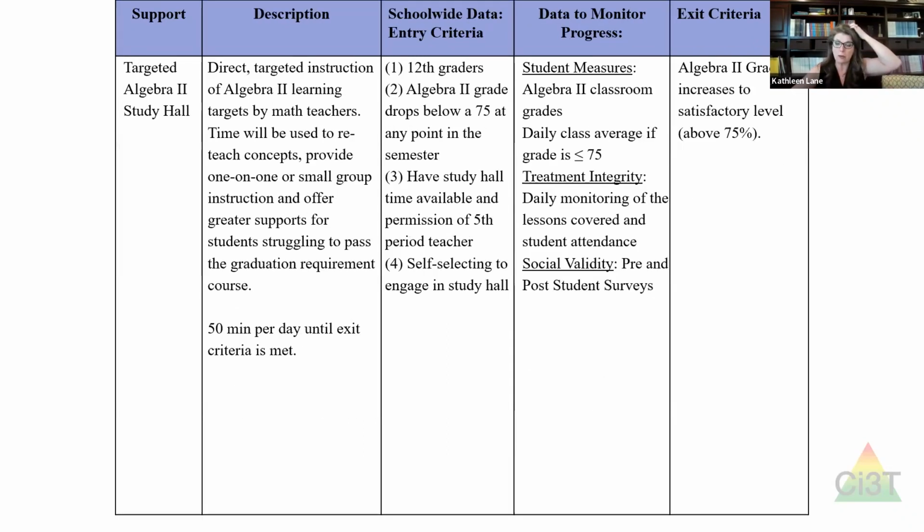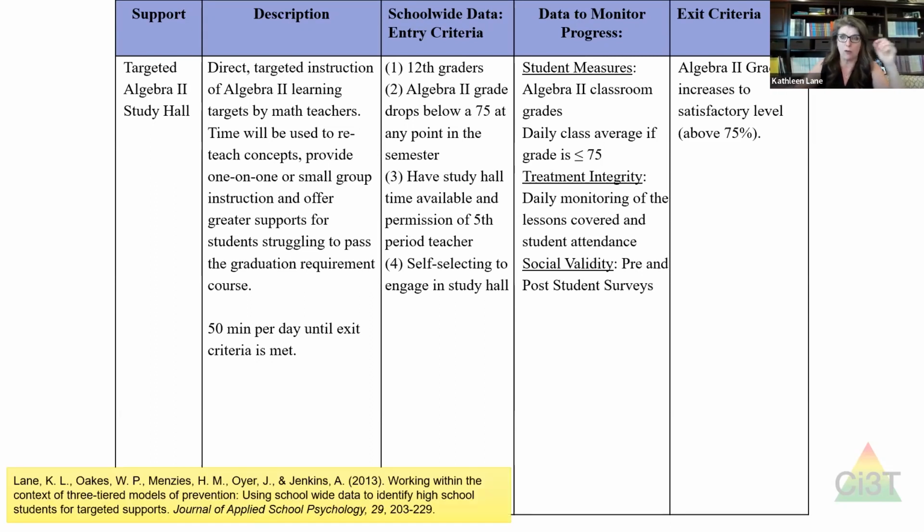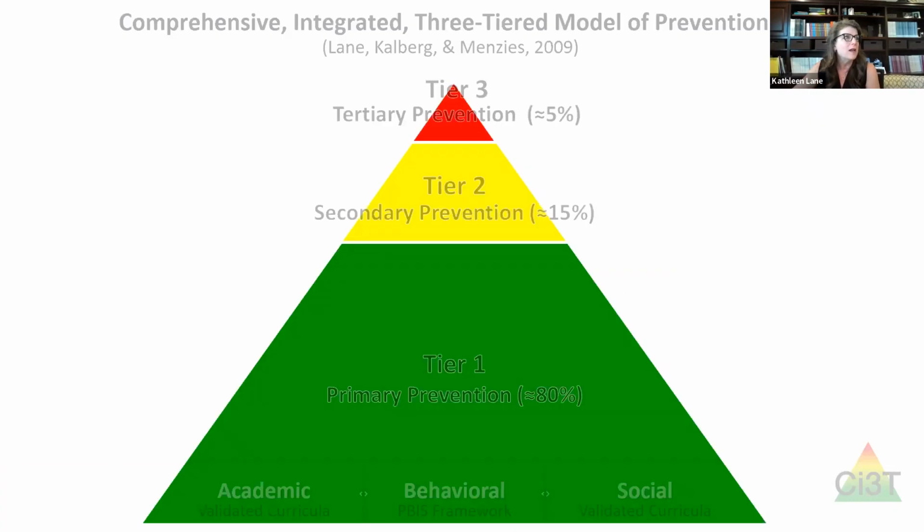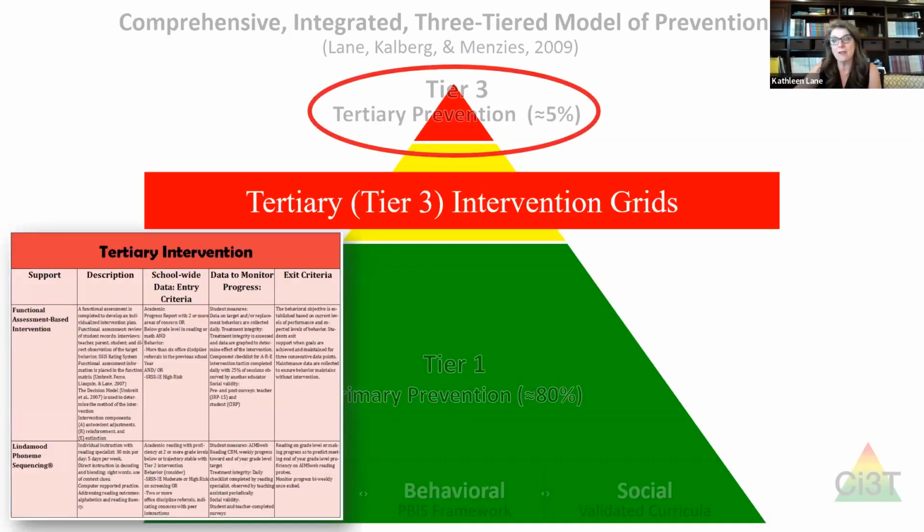Similarly, I might also, this is like one school had this thing, it was a targeted algebra time for kids that were falling below passing in their math classes, because in this district, they could not earn a diploma without passing Algebra 2. So this was available in that building to any 12th grader that had Algebra 2 data that showed that their grades had dropped below 75. They had to have a study hall available, and they had to self-select to want to be there. So if their grade dropped, they had a study hall, they could pop into this, get the extra support, and then head on out. Similarly, the logic is going to be exactly the same at Tier 3.